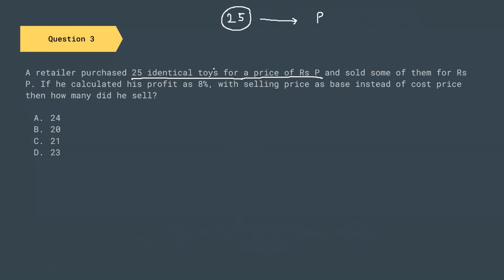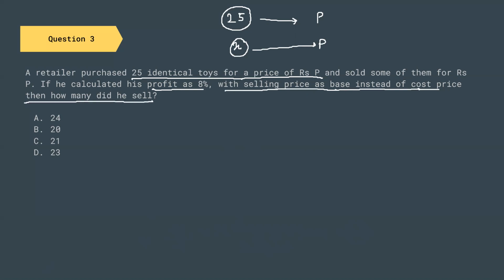Sold some of them for rupees P. Out of these 25 toys, he sold X of the toys at total P rupees. If we calculated the profit as 8% with the selling price as the base price instead of cost price, how many did he sell? So you have to find the value of X here.